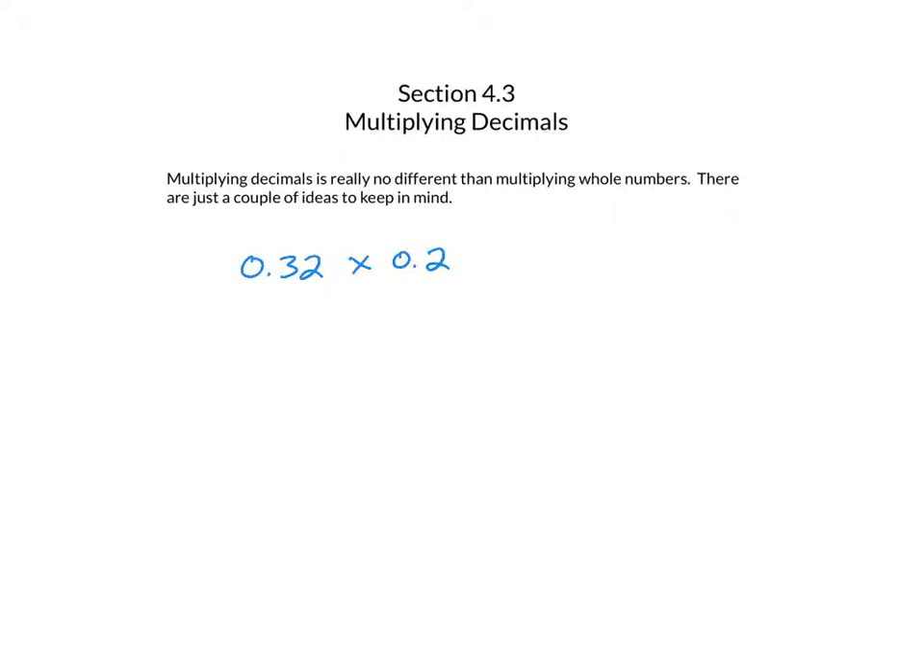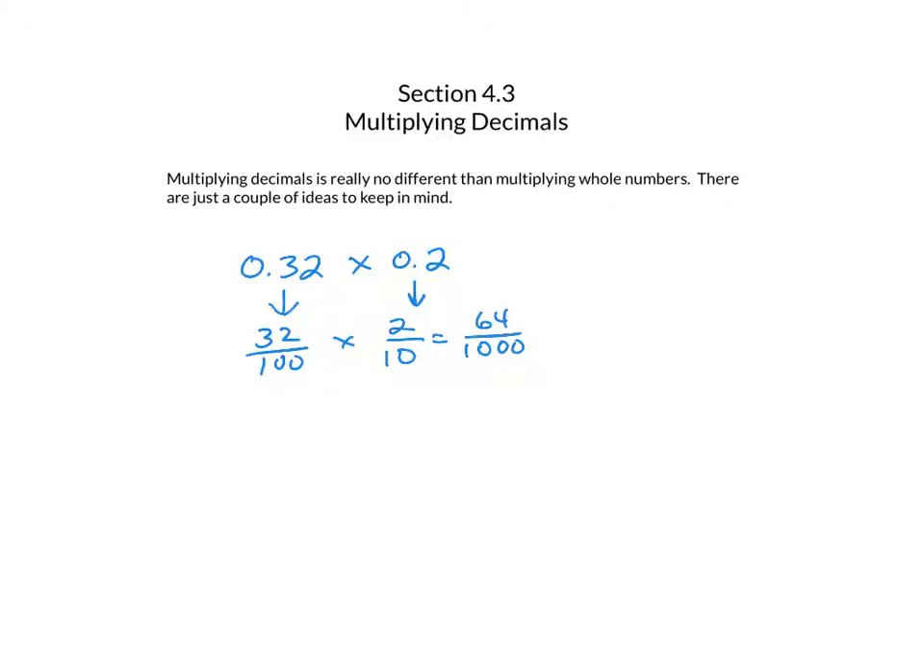So if I'm going to change these to fractions, I know that 0.32, 32 hundredths, could be written as 32 over 100. I know that 0.2 or 2 tenths could be written as 2 over 10. We talked earlier about multiplying with fractions. We could just multiply straight across if we wanted to. 32 times 2 is 64. 100 times 10 is 1,000. So I get an answer of 64 thousandths.